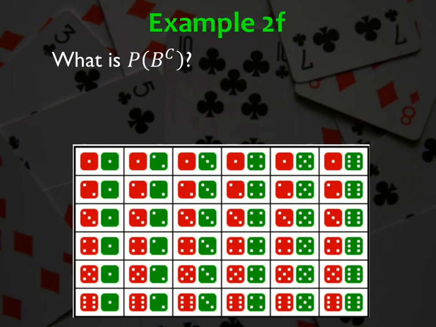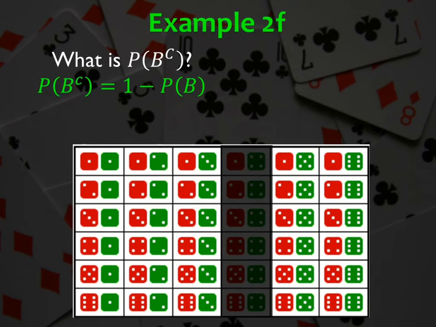2F, what is the probability of the complement of B? In other words, what's the probability that the green die is not a 4? So find the probability that the green die is a 4 and subtract that from 1. These are the outcomes where there's no green 4. It's 1 minus the 1/6 we got in example 2B, so the probability is 5/6.